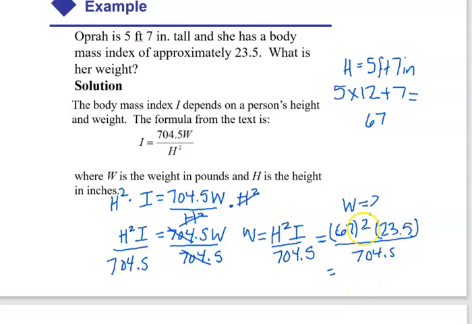If you don't, you might need to calculate what the top is and then divide it by 704.5. So I'm just going to calculate what the top is. I'm going to do 76 squared times 23.5.